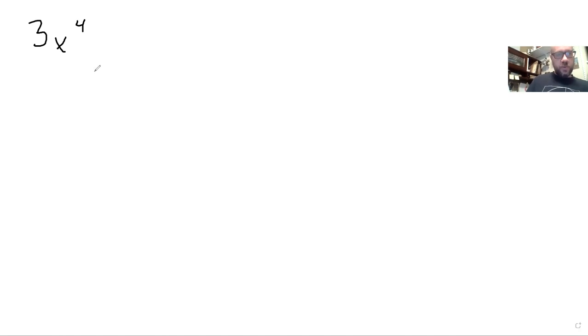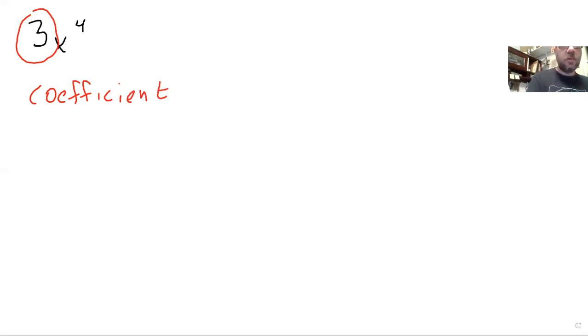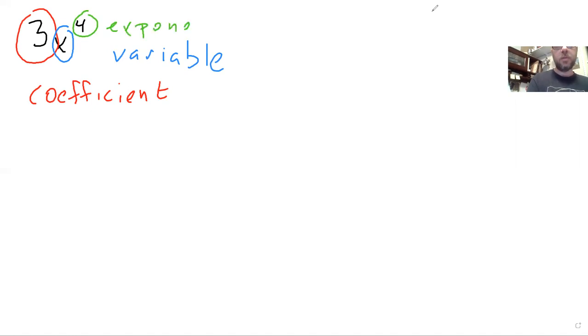So in your polynomial, you get your coefficient, and your variable. And then sometimes there'll be an exponent and other times there won't. There is, of course, your exponent. And the whole thing altogether is a term.